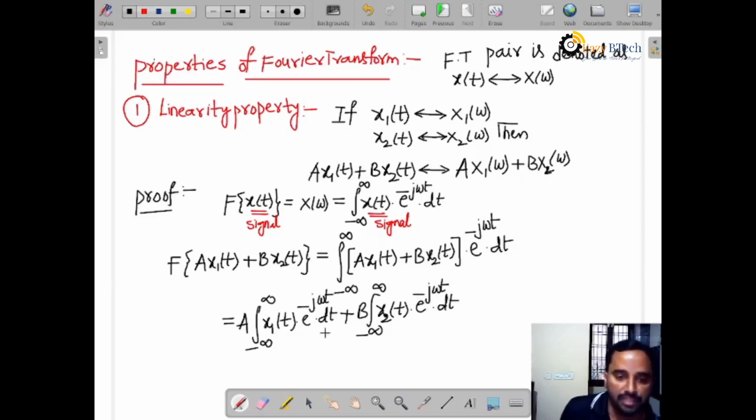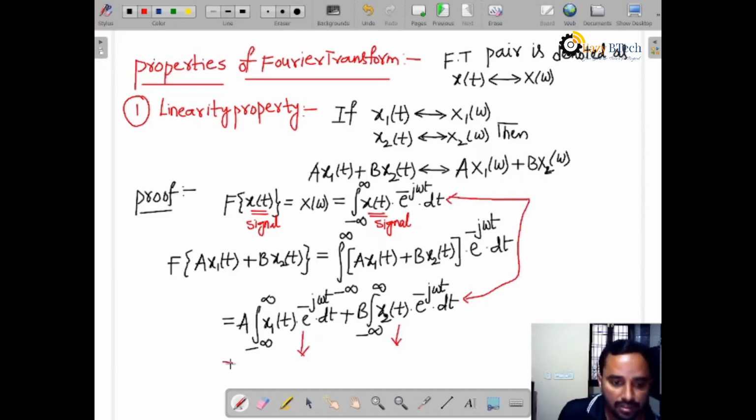Now if you observe these two integrals, the integral from minus infinity to plus infinity of x1 of t e to the power minus j omega t, it is a Fourier transform, right or not? Compare these two integrals with the Fourier transform formula, right or not?